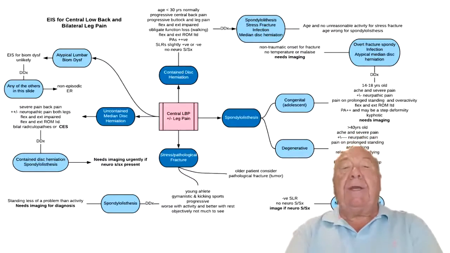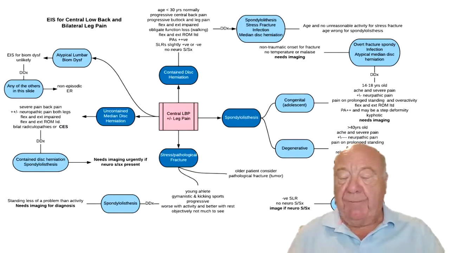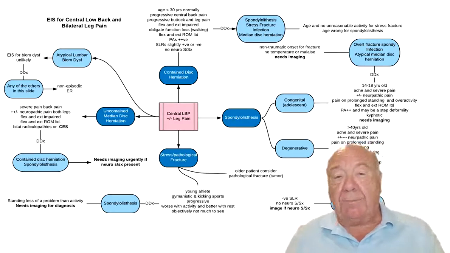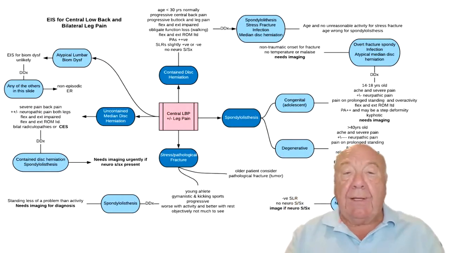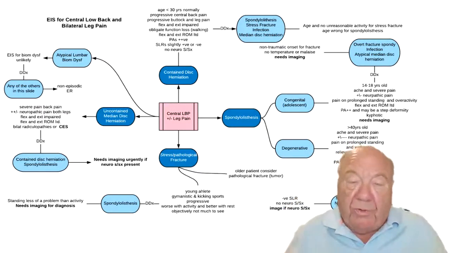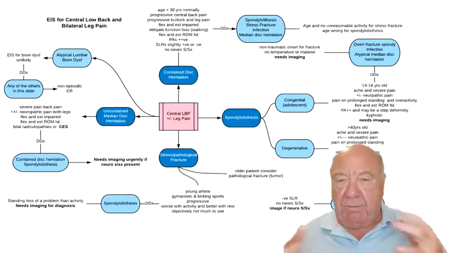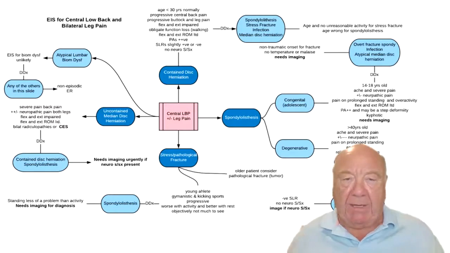Just before we get going, let's look at a couple of slides on essential illness scripts. This one is on central low back pain, and all of the, well, not all of the possibilities it could be, but the more common ones that we're likely to see. Now, we're talking about central back pain, bilateral back pain, and pain going down the backs of both legs.